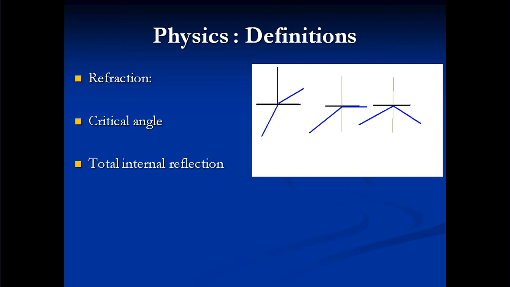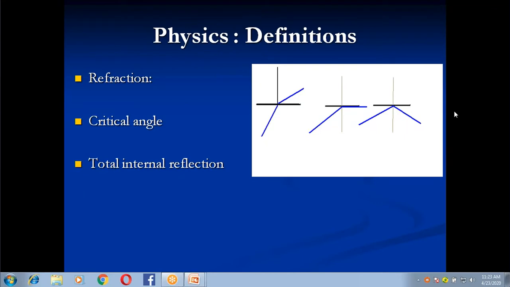Refraction is when a ray of light passes through a medium, the light ray no longer goes in the same direction, but it deviates. And you should be well aware of the critical angle and total internal reflection.